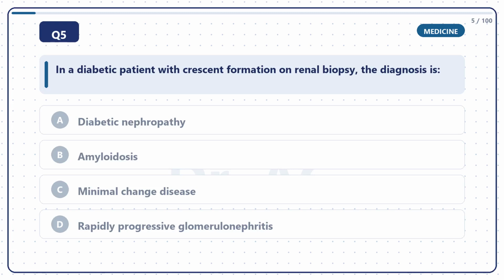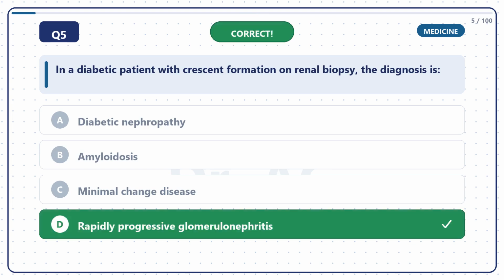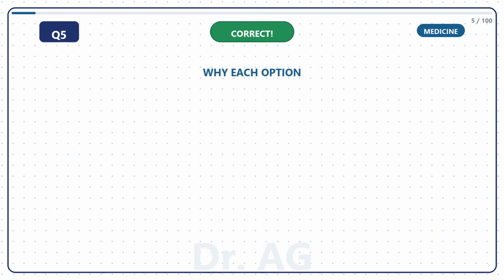Question 5. In a diabetic patient with crescent formation on renal biopsy, the diagnosis is Option A. Diabetic nephropathy. Option B. Amyloidosis. Option C. Minimal change disease. Option D. Rapidly progressive glomerulonephritis. The correct answer is option D. Rapidly progressive glomerulonephritis. Let's go through the options.